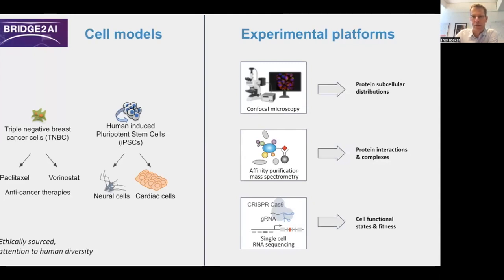Both these cell populations have been ethically sourced with attention to human diversity. They will be interrogated by, as I mentioned before, three main experimental platforms to measure the organization of human cell biology. First is confocal protein microscopy to localize each protein in the cell population and subcellular structures. The second is a biochemical complementary approach based on affinity purification mass spectrometry to localize proteins relative to others in human cells. And the third is a functional approach based on the CRISPR-Cas9 system to perturb each of those proteins in turn and measure the effects of those perturbations on cellular state.